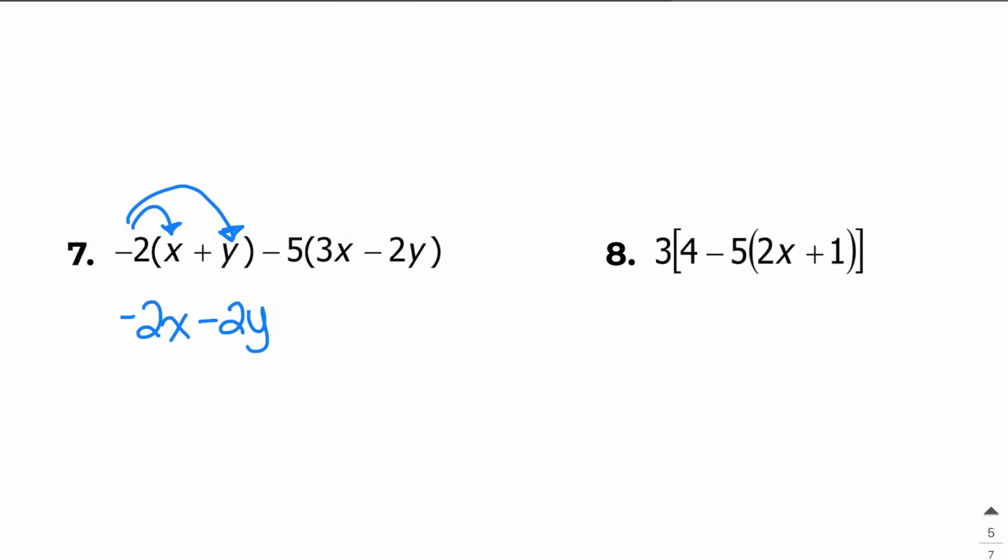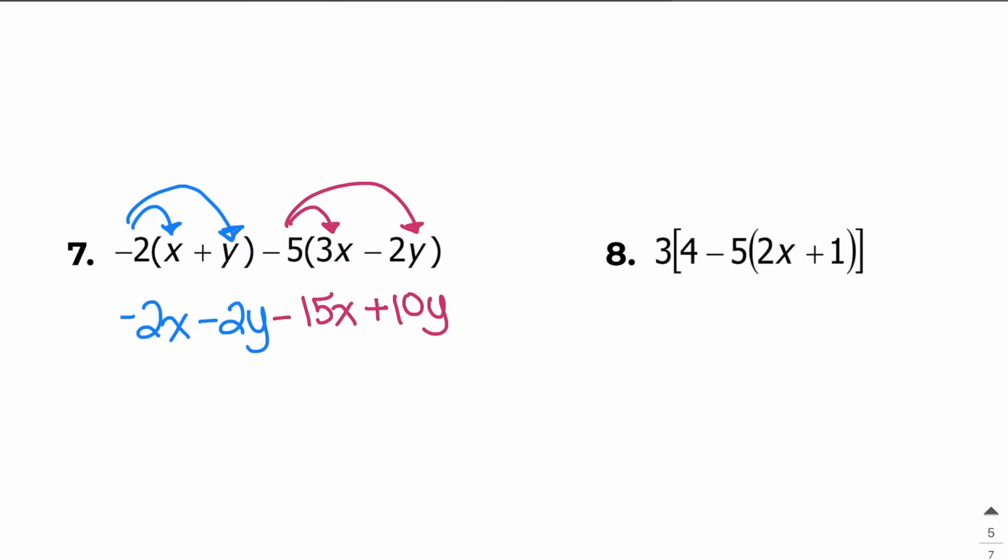Now I need to do the same thing with this negative 5. And it is a negative 5 because it has a minus sign here. So we have to remember that it is a negative. So negative 5 times 3x is negative 15x. And then negative 5 times negative 2y, a negative times a negative is a positive. So this should be a positive, and then 5 times 2 is 10. So I've got 10y.